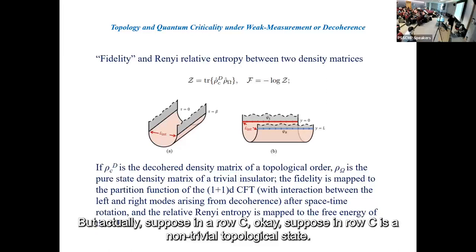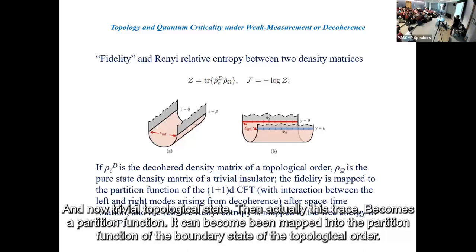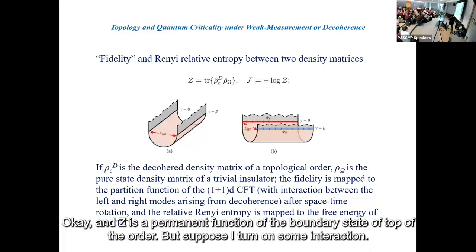But suppose rho C is a non-trivial topological state. Then this trace becomes a partition function. It can be mapped into the partition function of the boundary states of the topological order. Z is a partition function of the boundary state of the topological order. But suppose I turn on some interaction.